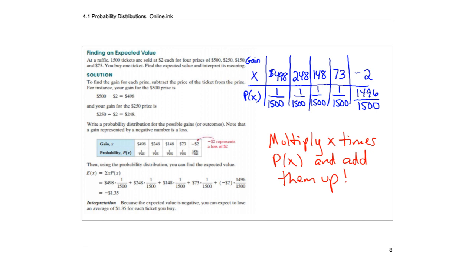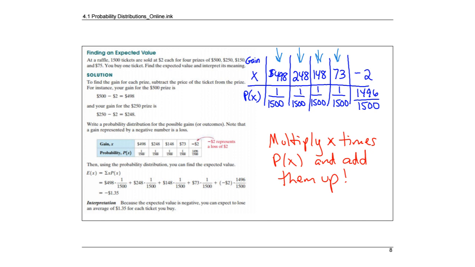Now, the thing is, you paid $2 for the ticket. So if you win the $500, you didn't really win $500. You won $498 because you spent $2 for the ticket. So I could win $498. I could win $248. That's the $250 minus 2. I could win $148, or I could win $73.